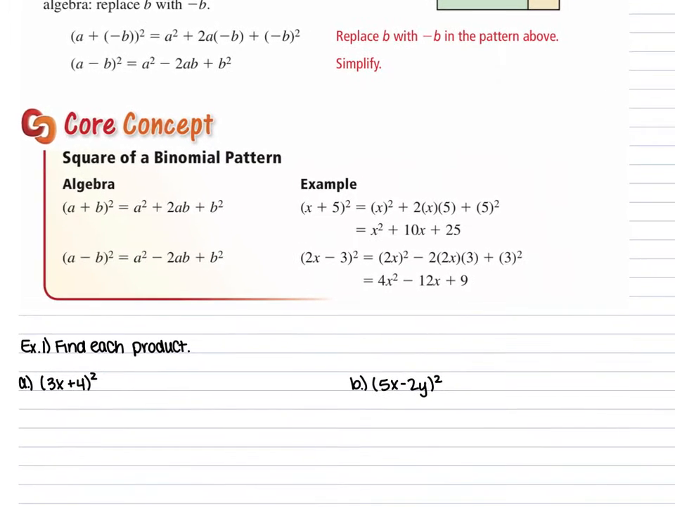If you have something like a plus b squared, you can use a squared plus 2 times a times b plus b squared. If you have something like a minus b squared, you can use a squared minus 2 times a times b plus b squared. So you'll realize the only difference between these two formulas is the sign on that middle term.